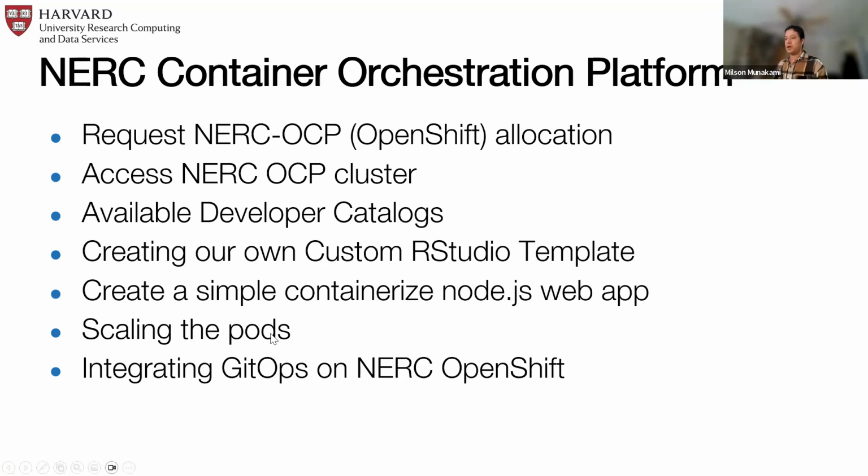And also we can see how it is different than the virtual machine-based resource, because in containers, we can easily scale up and down based on the need, rather than setting up a dedicated VMs on the OpenStack side. And also we'll see the GitHub's or CI/CD pipeline that can be integrated with NERC OpenShift, so that it will help developers or researchers to rapidly develop any applications rather than focusing on the infrastructure.